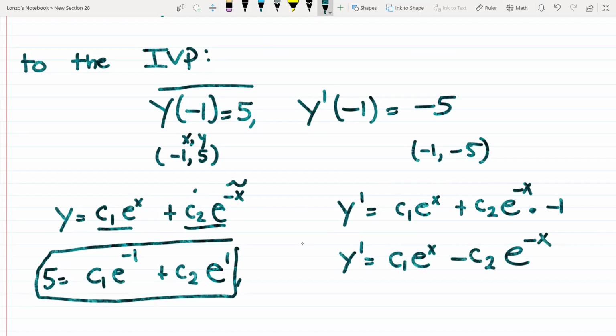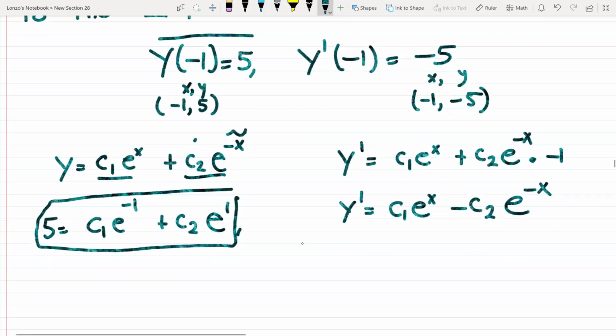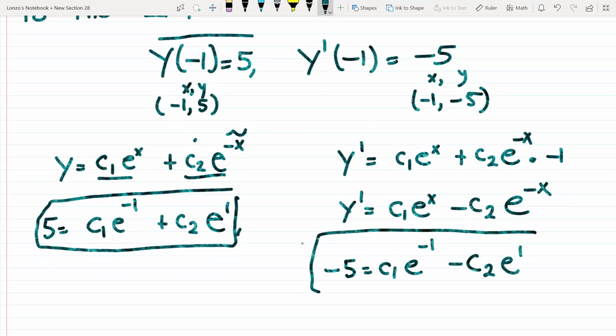Okay, then what I'm going to do is plug in my second condition. I'm going to replace my y prime with -5, and I'm going to replace my x with -1. So e to the negative times the -1 is e to the 1. I'm just going to box it because I'm going to use it.